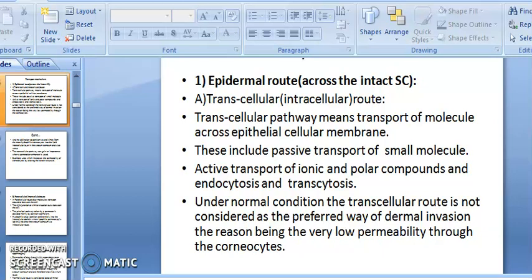Under normal conditions, the transcellular route is not considered the preferred way for dermal invasion, the reason being very low permeability through the keratinocyte. This is not the suitable or preferable route for drug penetration because low permeability is observed in the keratinocyte. Keratinocyte is nothing but the outer layer of your epidermis.